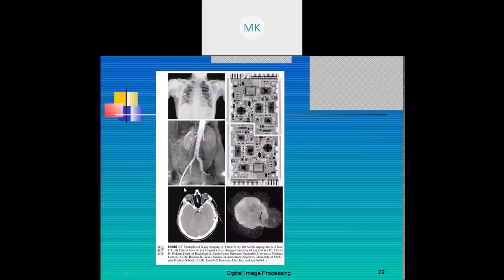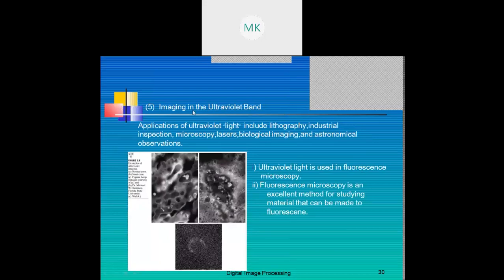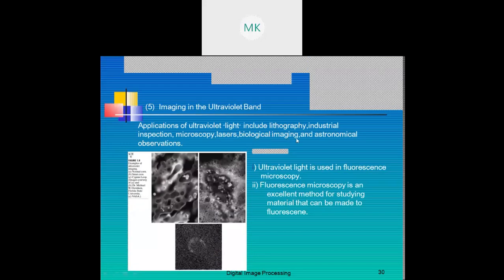So this is an example of X-ray imaging. Imaging in the ultraviolet band. Applications of ultraviolet light include lithography, industrial inspection, microscopy, lasers, biological imaging, and astronomical observations. Ultraviolet light is used in fluorescence microscopy. Fluorescence microscopy is considered to be an excellent method for studying the material that can be made to fluoresce.